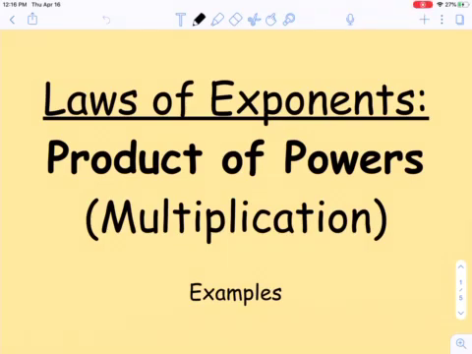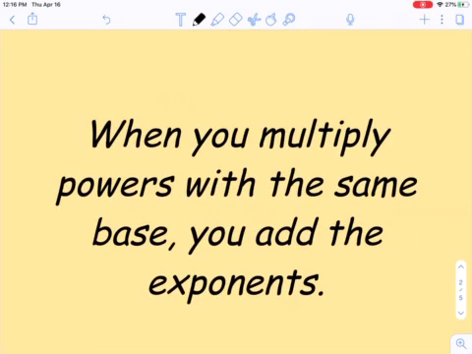Hello again. I am assuming if you're watching this that you watched the first video where I kind of proved how the product of powers law works. So what we're going to do now is some examples with this. Just real quick, the law states that when you multiply powers with the same base, you add the exponents. We're going to look at about 3 different examples of how this works and how it looks combinatorially if you have more than one thing.